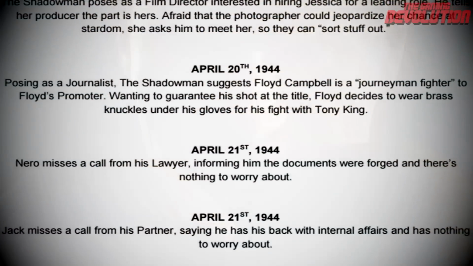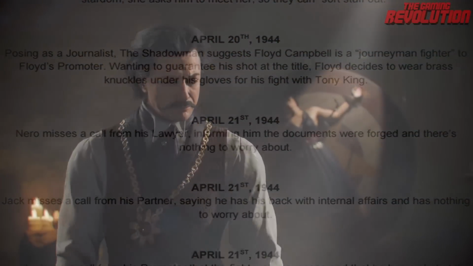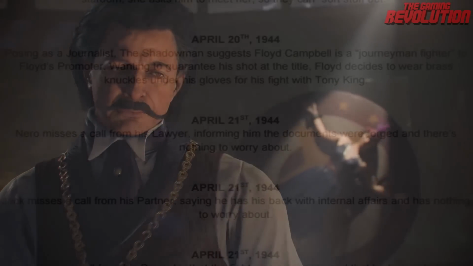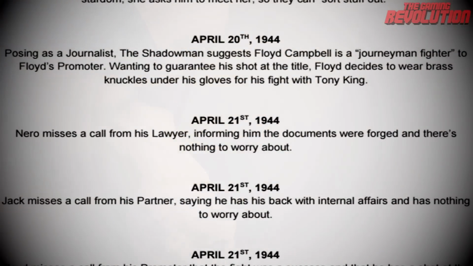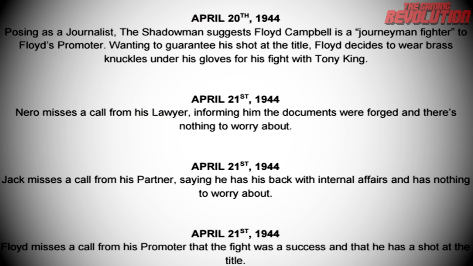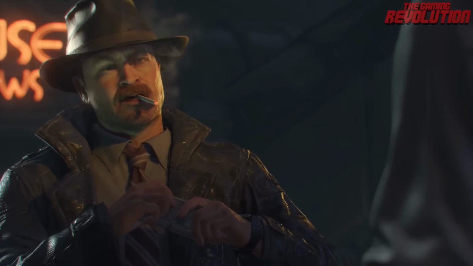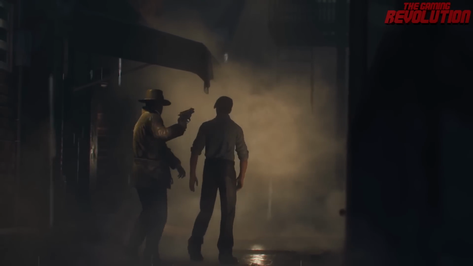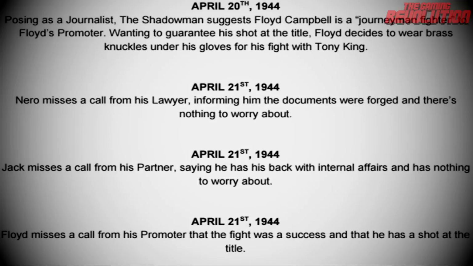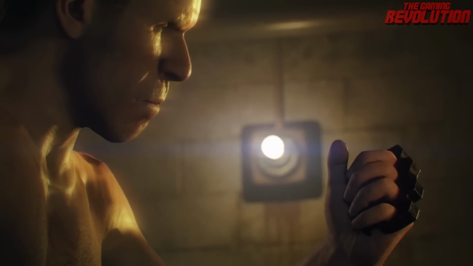On April the 21st, 1944, Nero misses a call from his lawyer, informing him the documents were forged and there's nothing to worry about. On April the 21st, 1944, Jack misses a call from his partner, saying he has his back with Internal Affairs and has nothing to worry about. On April the 21st, 1944, Floyd misses a call from his promoter that the fight was a success and that he has a shot at the title.